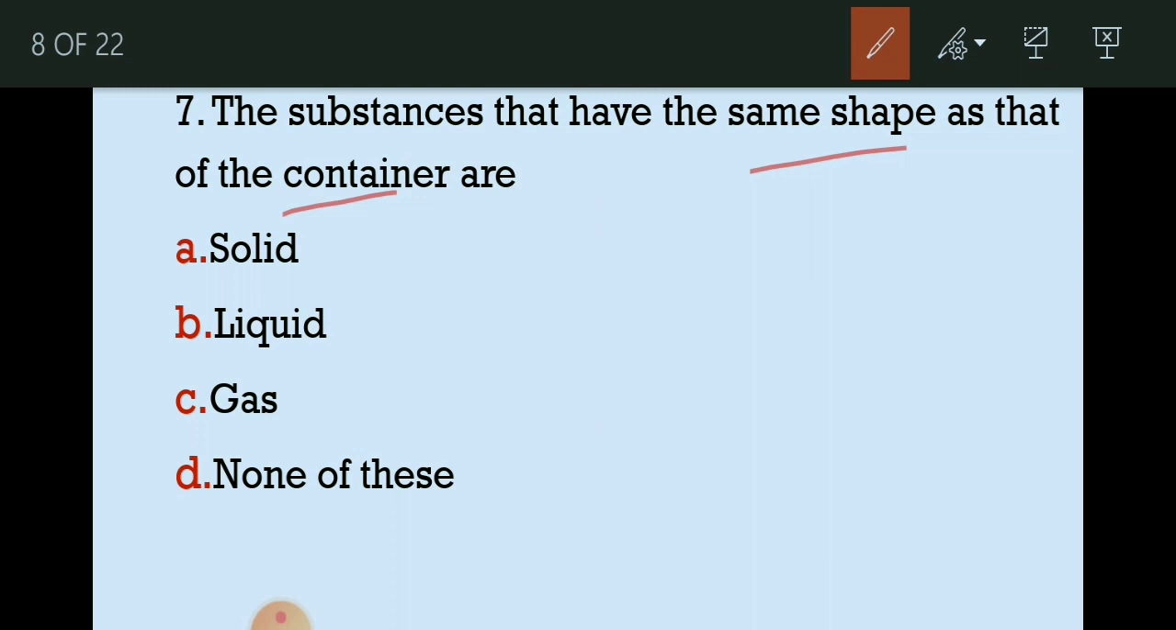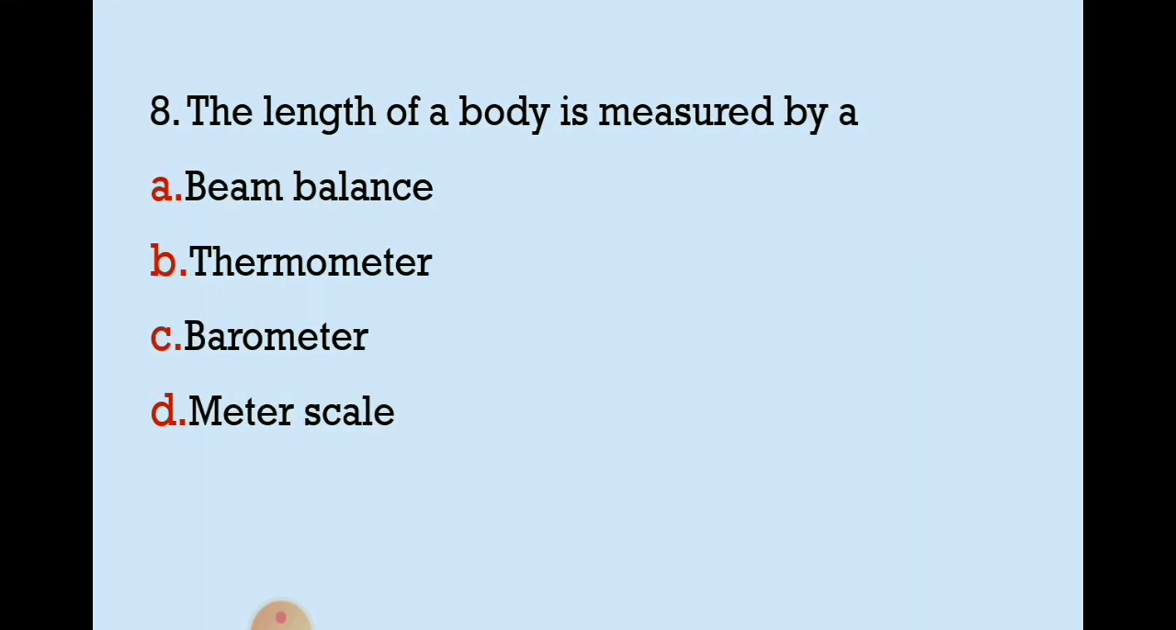If we pour the liquid in a bucket, it acquires the shape of the bucket, and if we pour the liquid in a bowl, then in that case it will acquire the shape of that bowl. Okay, wherever we are pouring the liquid, it actually takes the shape of that container. So here the correct answer will be what? The correct answer will be liquid, that is option B. Now let's move on to the next question.